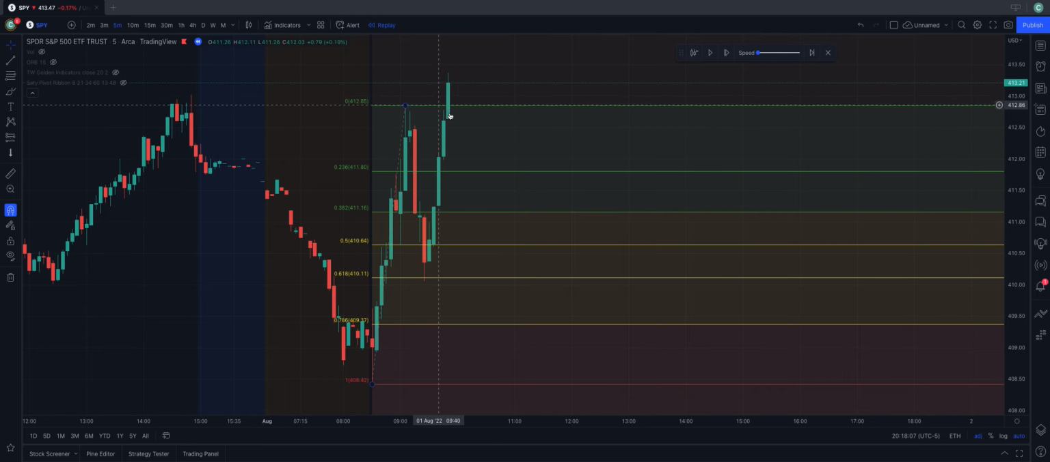Because once we get above this zero, in my mind, I don't think that we're going much further. Sometimes it does continue to run. That's why I set a trailing stop loss here. I think I set it at like 20 cents off. So it gives me just a little bit of room. You know how volatile SPY can be. So that 20 can hit pretty easily.